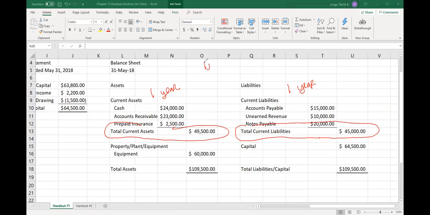And so one of the calculations, or they call it a ratio, you can look at is what they call working capital. So know what that means. Working capital is when you take the current assets and subtract out the current liabilities. So in this case, you would take the $49,500, subtract out the $45,000, and that would give you $4,500, which is a positive working capital. And that's what you need to know for that one.